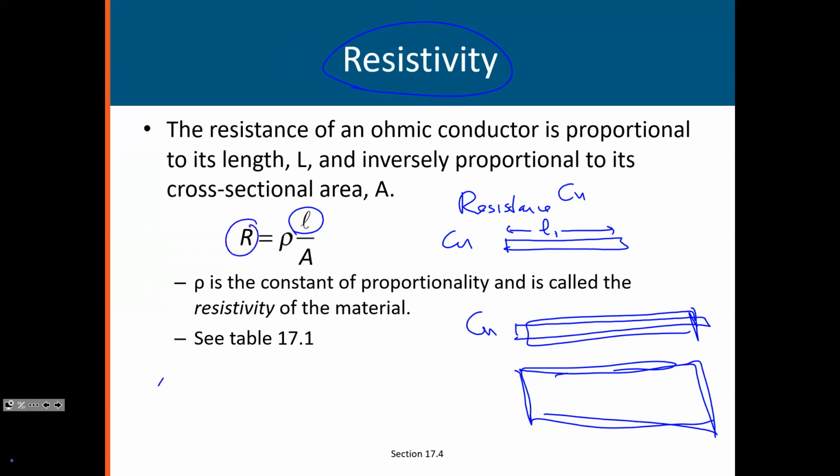So the resistance is linearly proportional to the length. When the length increases, the resistance will increase, but it is inversely proportional to the area. When the area increases, the resistance will decrease. And the proportionality constant there is called the resistivity of the material.